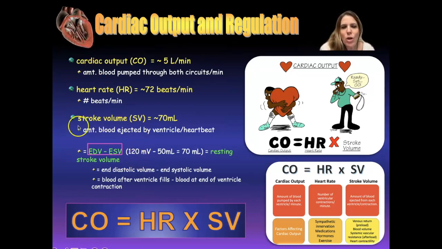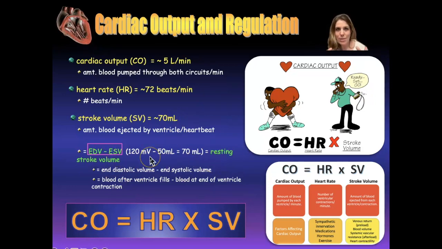So your stroke volume, the amount of blood that actually got ejected, would just be that end diastolic volume, the amount of blood in the ventricles, minus the end systolic volume, the amount of blood left in the ventricle after it's tried to eject everything it could. So in this case, it would be 120 milliliters minus 50 milliliters, the amount left in there. And that gives you a stroke volume, or SV, of about 70 milliliters. And this is called your resting stroke volume.